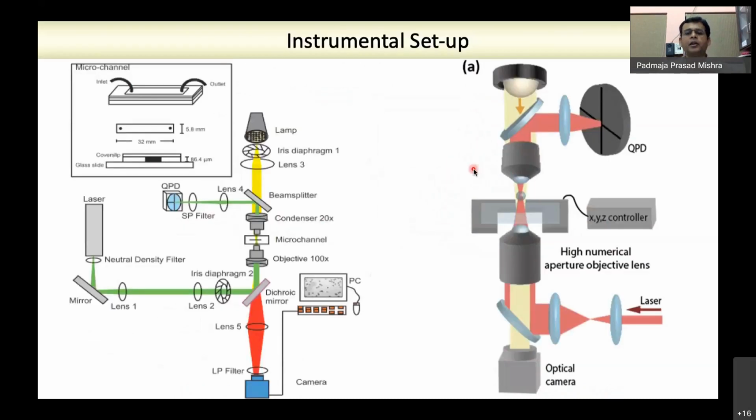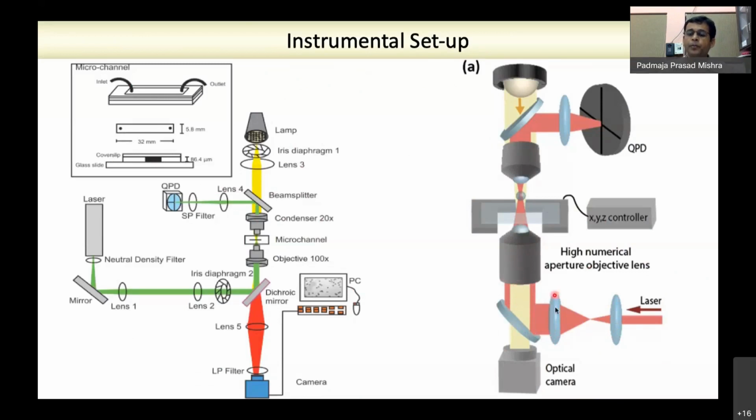This is the typical setup of an optical tweezer. You can see there is a laser beam which is expanded using two lenses. These two lenses just work as a beam expander, so that you increase the laser beam as much as possible so that it fills the back focal plane of the objective. So this is the objective.